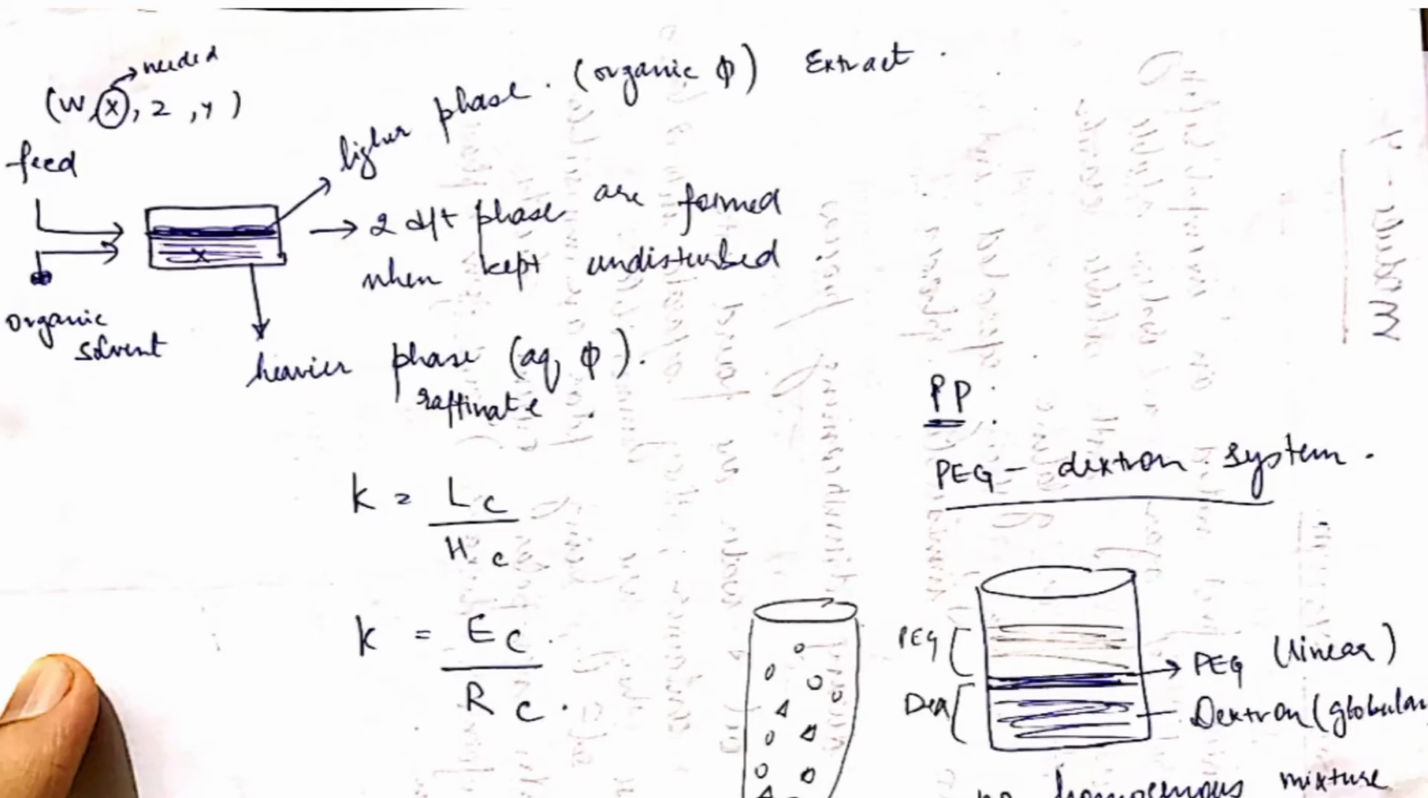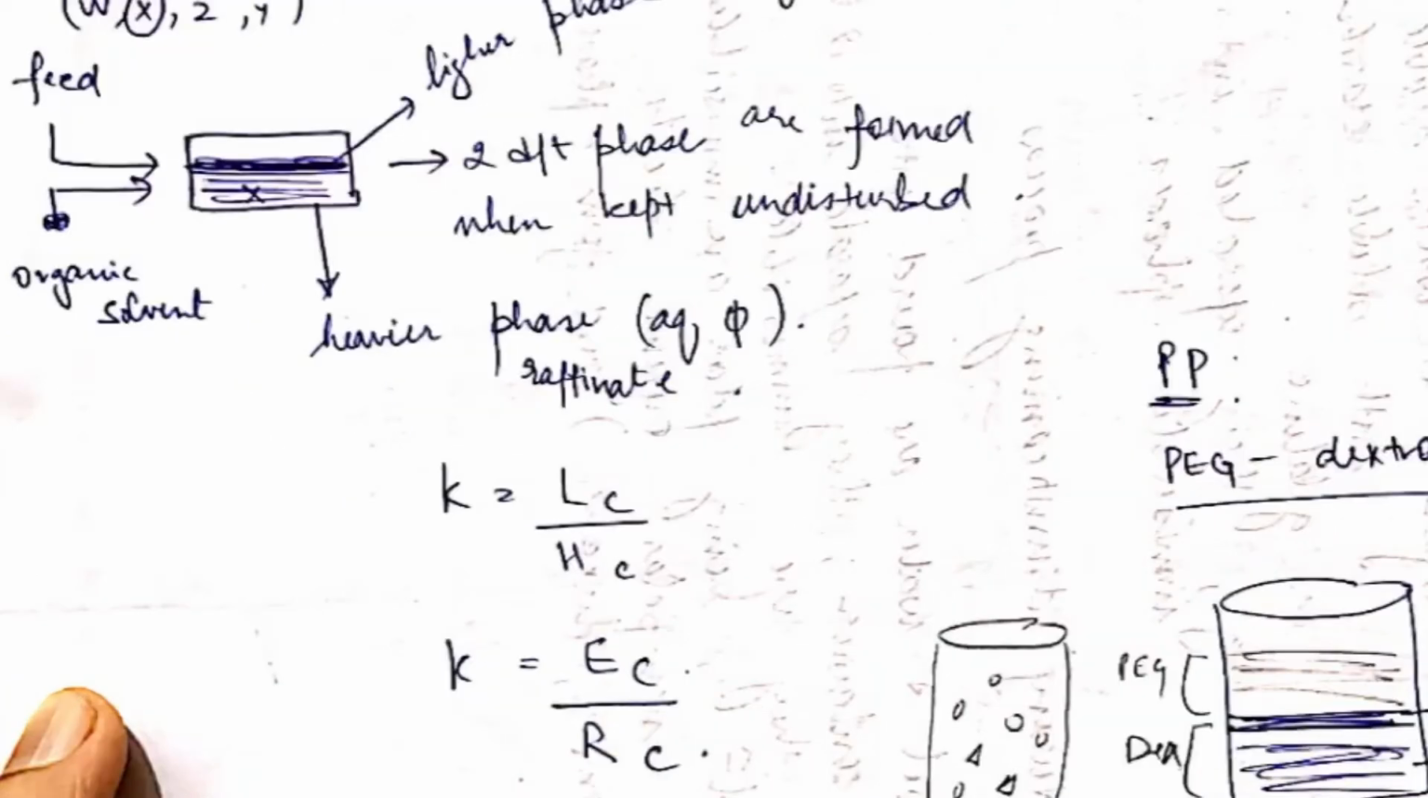On the extreme left you can see K is equal to LC upon HC. LC means lighter phase concentration and HC means higher phase concentration. Now a very common example is PEG-dextran system.